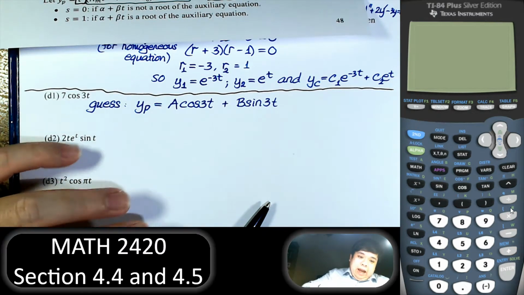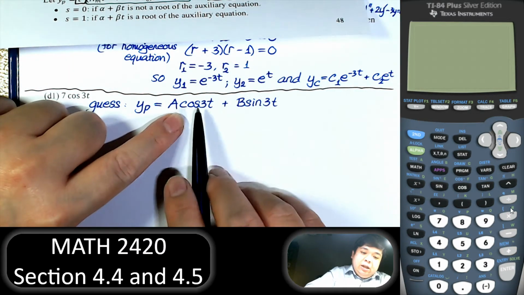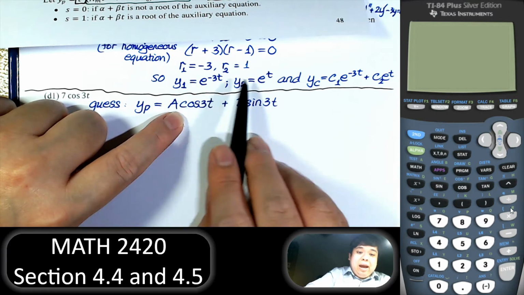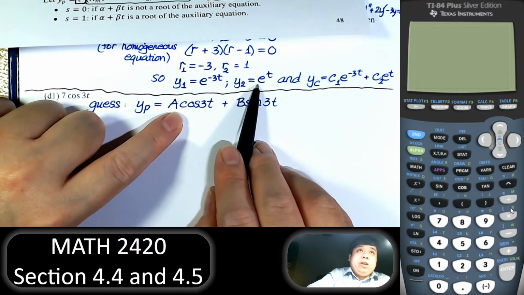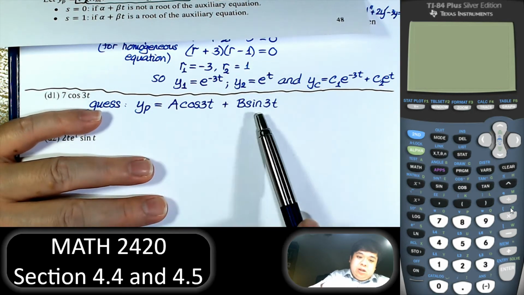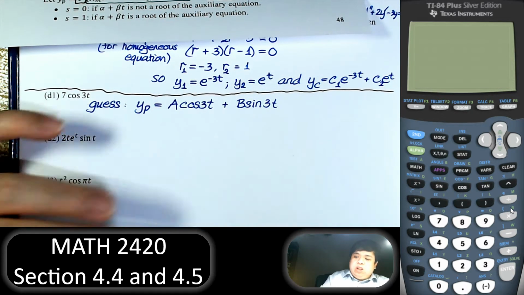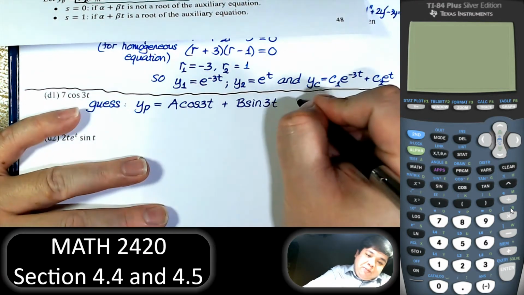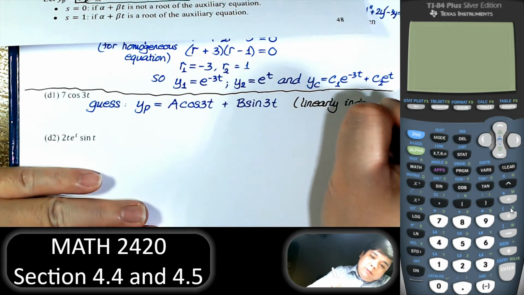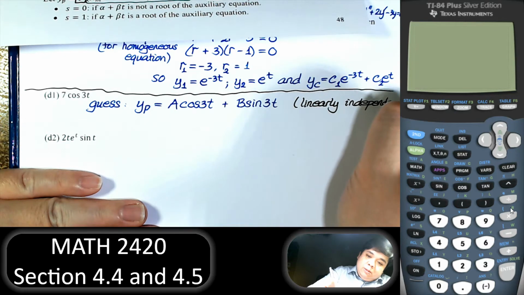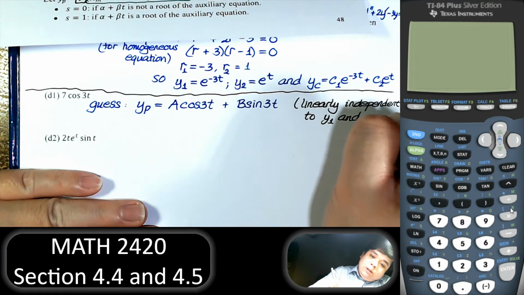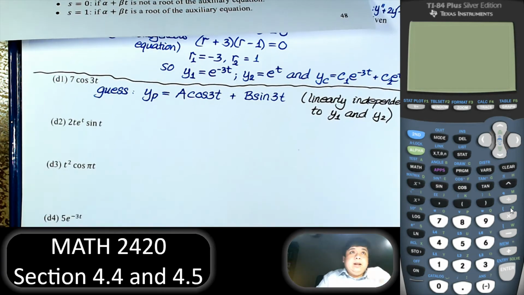Right? And now we look at the solution here compared to that and that. So those are linearly independent to e to negative 3t and e to the t. So in that case, we don't do anything. That's it. That is our guess. So those are linearly independent to y1 and y2. Let's write a little note. So this is linearly independent to y1 and y2. Right, next.